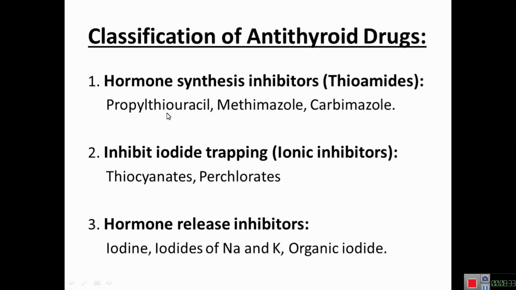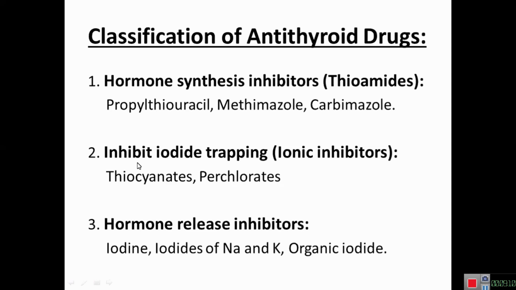Why? Because propylthiouracil has high protein binding capacity, and because of the high protein binding, this complex is not allowed to cross the placental barrier. So because of this reason, propylthiouracil is the drug of choice for hyperthyroidism during pregnancy. Keep it in mind.